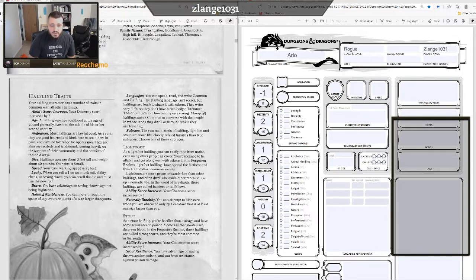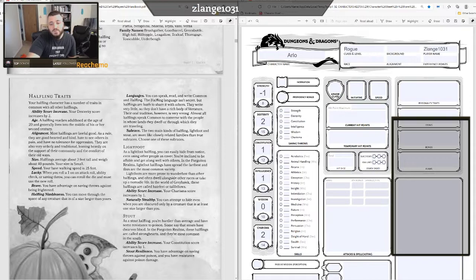You're inclined to be affable and get along well with others. In the Forgotten Realms, lightfoot halflings have spread the farthest and thus are the most common variety. Lightfoots are more prone to wanderlust than other halflings and often dwell alongside other races or take up a nomadic life. In the world of Greyhawk, these halflings are called Hairfeet or Tallfellows. Any of you Lord of the Rings fans, halflings are usually considered hobbits in the Lord of the Rings franchise.